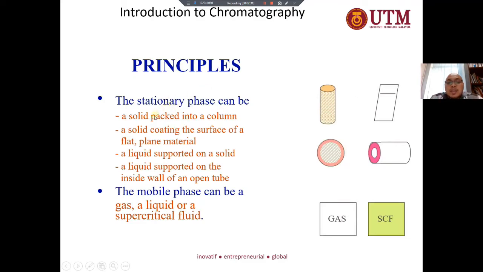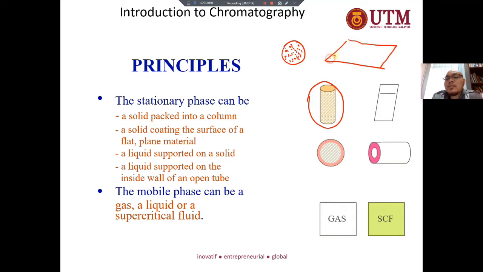The stationary phase can be a solid packed into a column. For example, like here, in the cross section we have the packing material, small particles of packing material stuck inside the column. This is a kind of solid packed material. Next, the stationary phase can be a solid coating the surface of a flat plane material, for example, for TLC or thin layer chromatography, on a sheet of steel they have the particles on the surface. We will learn about that later on.